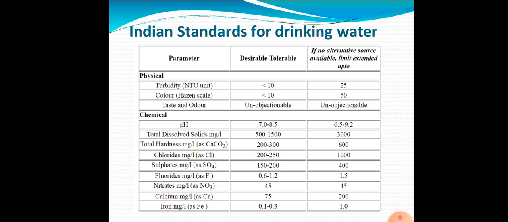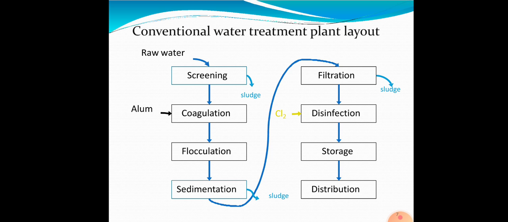And even for hardness, the value is 200 to 300 parts per million. So up to 600 it is okay, but still the desirable value is 200 to 300. So these are the other chemical parameters and their desirable or tolerable values. So like this we can say that there are certain fixed standards for various parameters when it comes to drinking water. Now coming to a typical conventional water treatment plant.